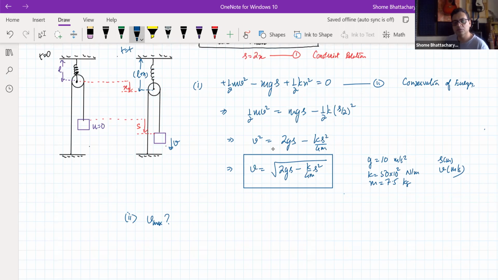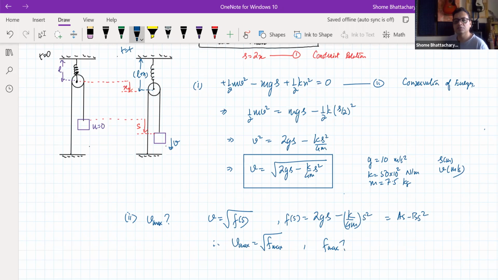Now we can see that in the above equation, v is the square root of some function of s, where that function is 2gs minus k by 4m s square. It's a quadratic function of s. So v max, just to make things simple, is the square root of f max. We just want to find this function's maxima. That's pretty easy. Since this is a quadratic function, you can find its maxima quite easily. So let's do that next.